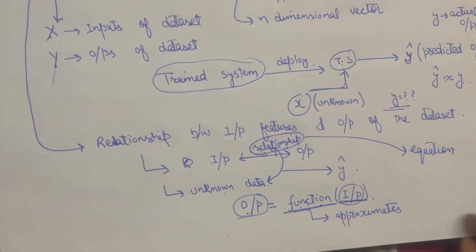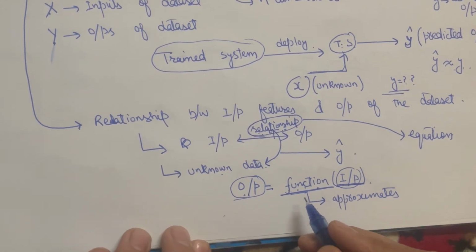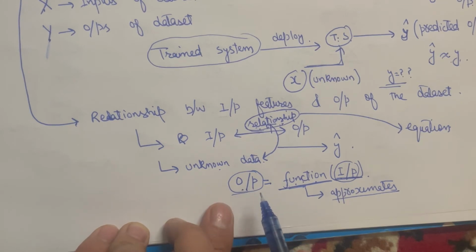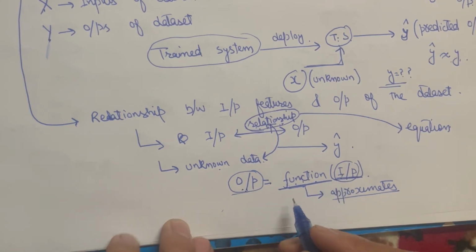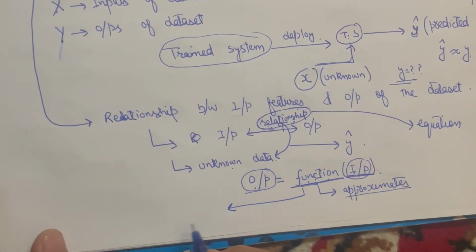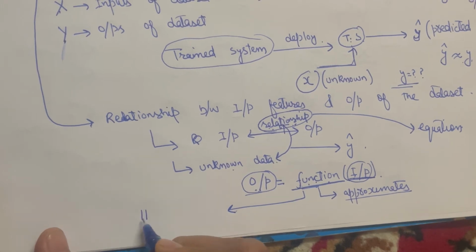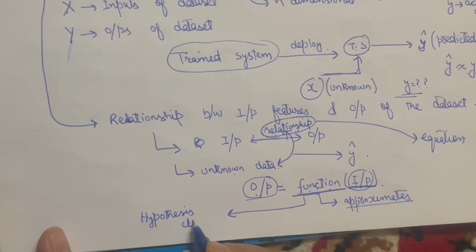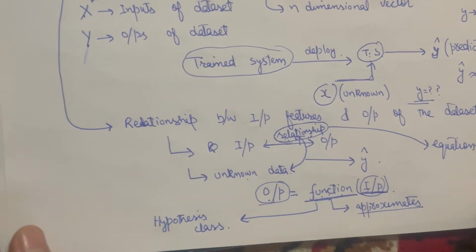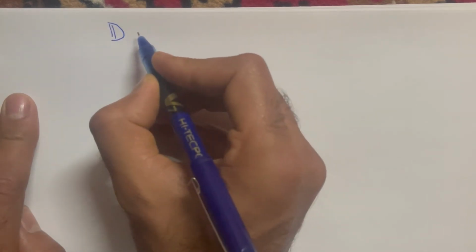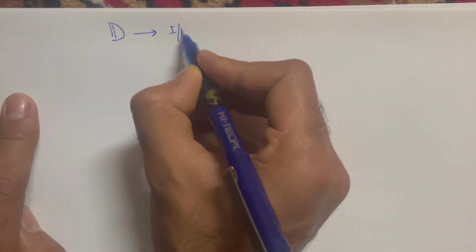Okay, so this particular function that we are trying to find, that captures the relationship between the input and the output, or there can be multiple such functions, the class of such functions is called a hypothesis class. Let me repeat it again. So we have a data set whose input is also given and output is also given.